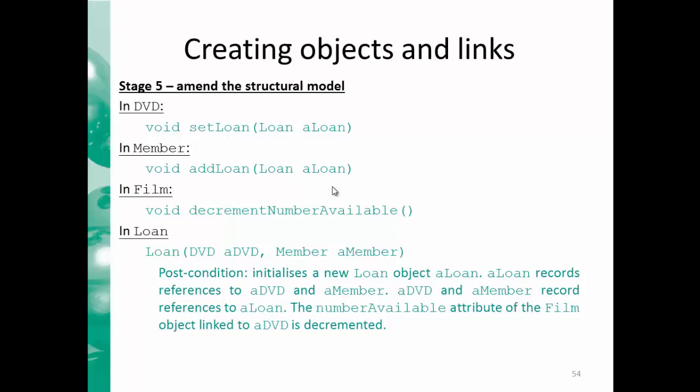In loan we have the loan constructor actually, which is a special type of class that creates objects of type loan, and that loan will have to use the DVD and member as parameters. In this particular protocol, we need to be sure that we make it clear what is the precondition and the postcondition, if any, for that structure.